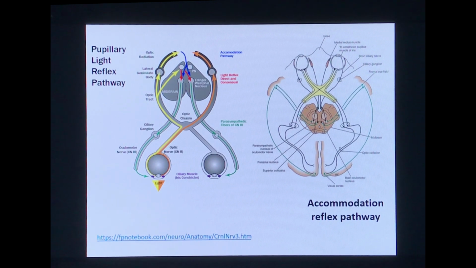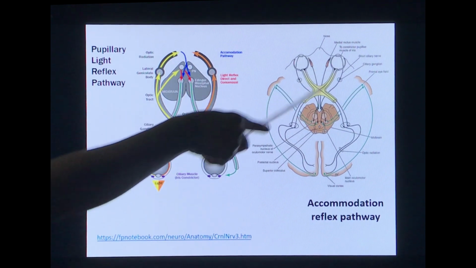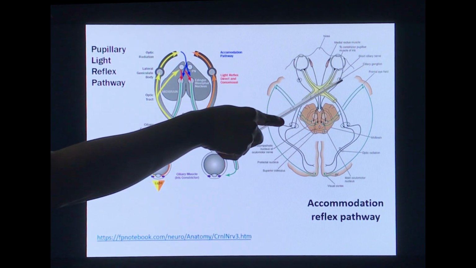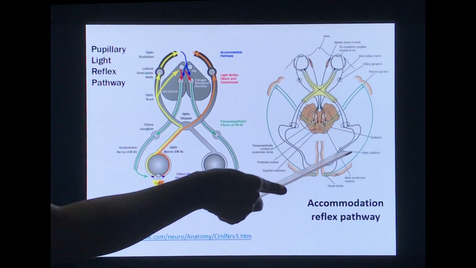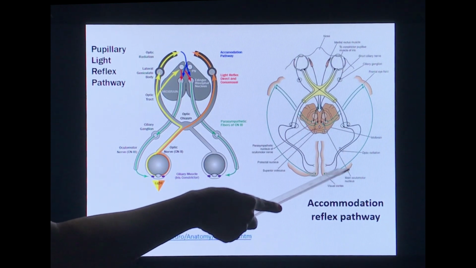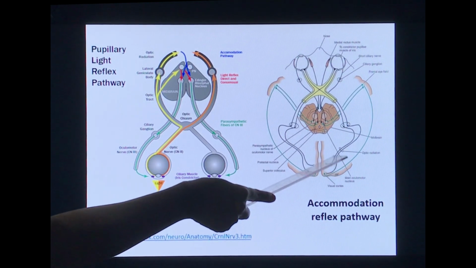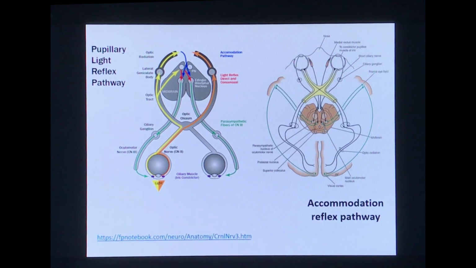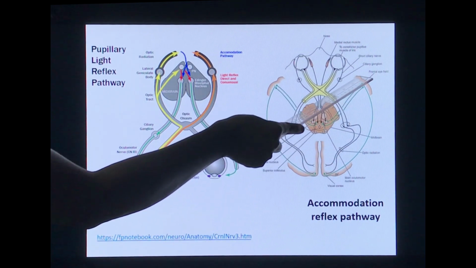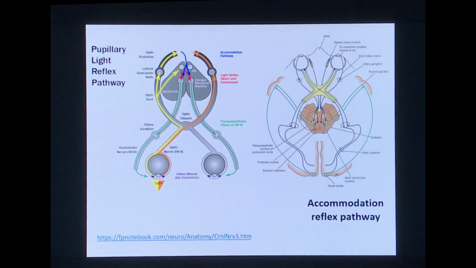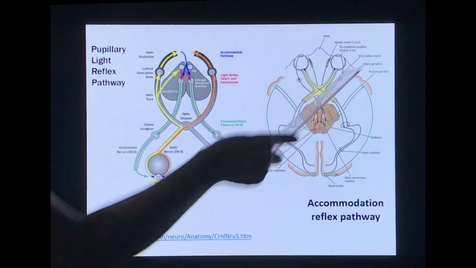So how does this pathway occur? Whenever you show an object near to the individual's eye, there is a pathway which travels through the optic nerve, optic chiasma, optic tract, then goes to the lateral geniculate body, then through the optic radiation to the visual cortex, which is in the occipital lobe. From there are some connections which pass to the frontal eye field, which is in the frontal lobe of the cerebrum.